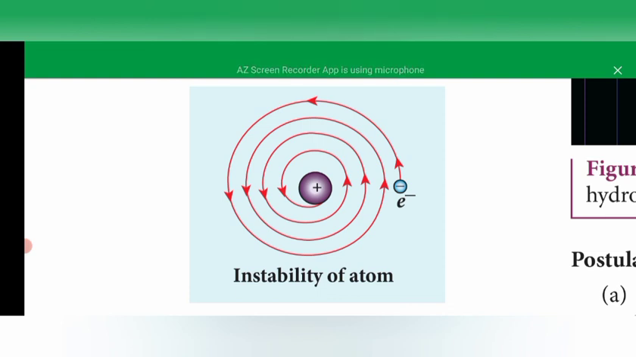According to this model, emission of radiation must be continuous and give a continuous emission spectrum, but experimentally we observe only the line spectrum. So these are all the drawbacks that cannot be explained by the Rutherford atom model.